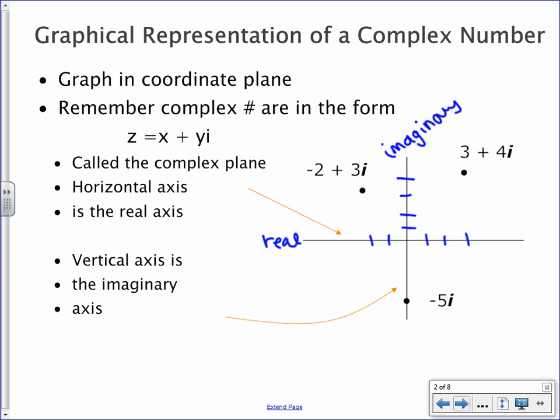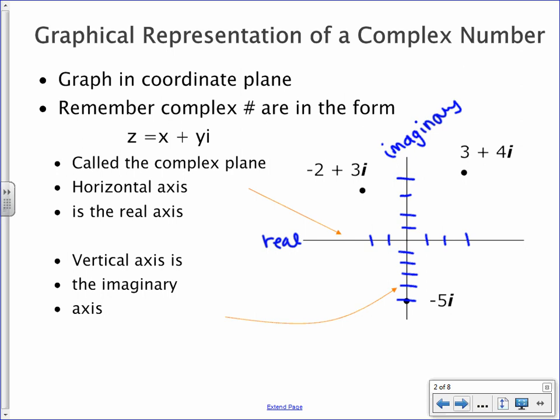Questions so far? Negative 5i. There's not a real piece, so we don't move over on the real axis. We just go down 5 on the imaginary axis.